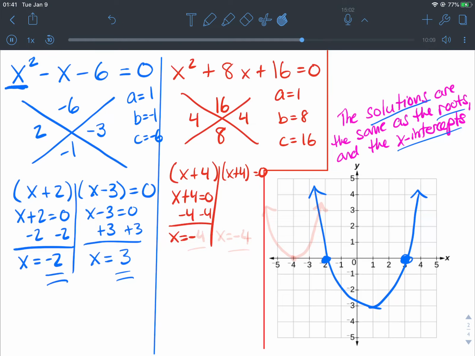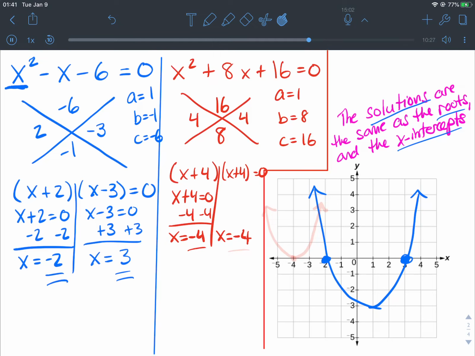So we get x equals negative 4 here, and we're going to get x equals negative 4 on the other side as well. I can honestly do the same thing a second time, but is it really worth it? It seems kind of pointless. So what if I wanted to graph this?